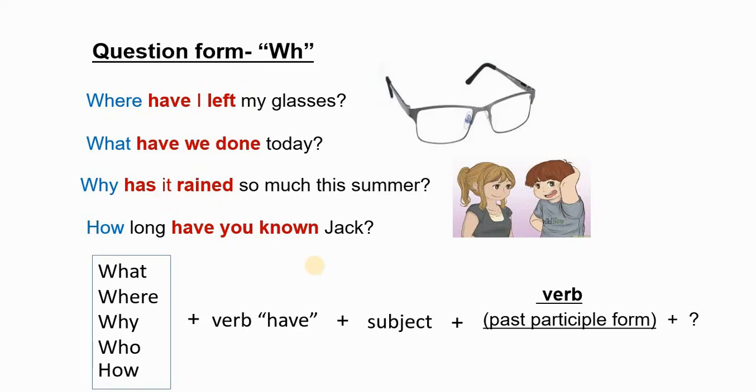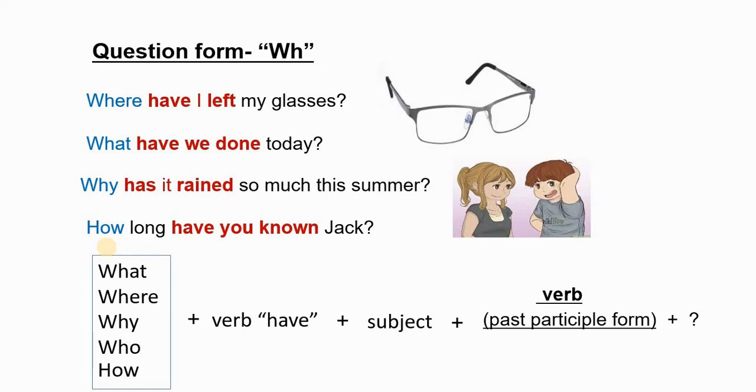So this is the normal form of the question. You see that on the previous slide. And we can also ask another type of question by adding a question word before the form here in blue. Where, what, why, how. So we can ask a question with a question word by adding a question word to the front of the sentence.